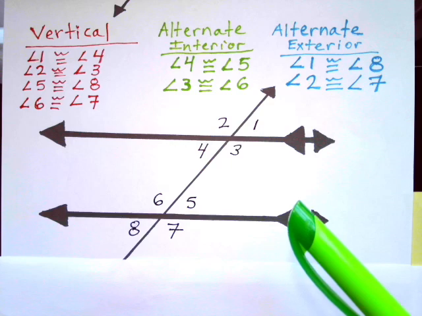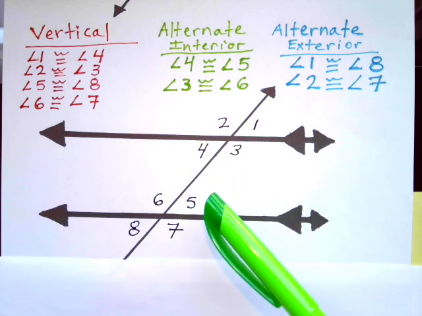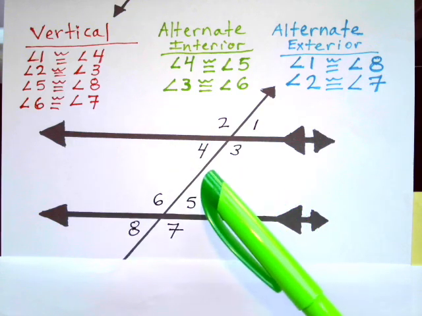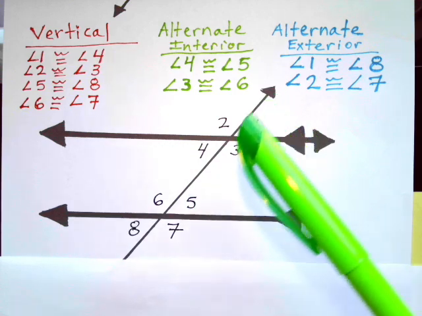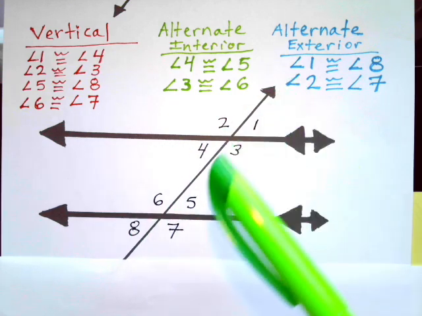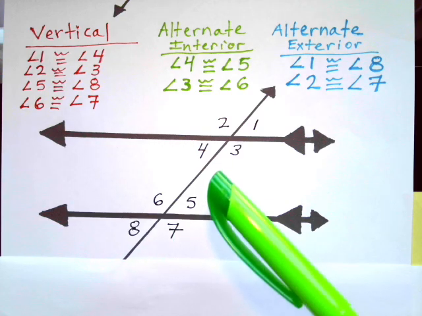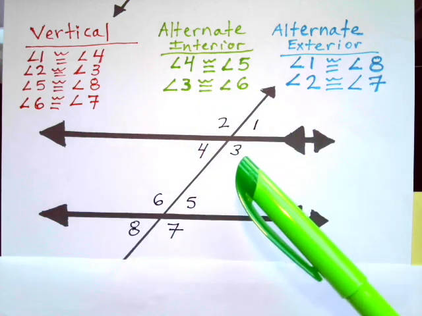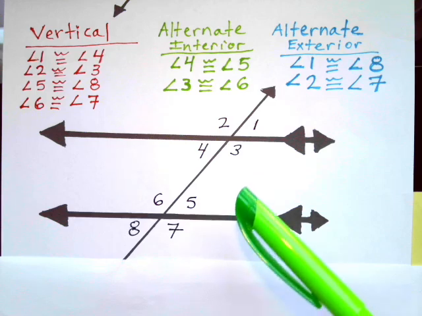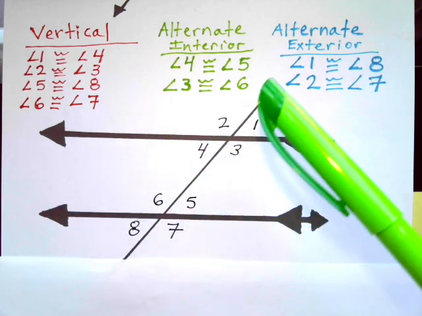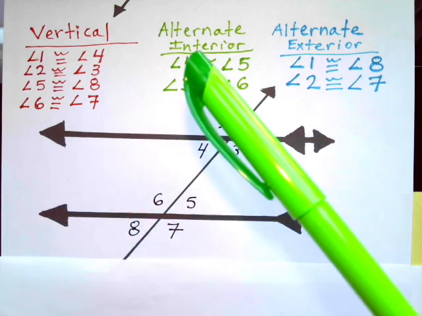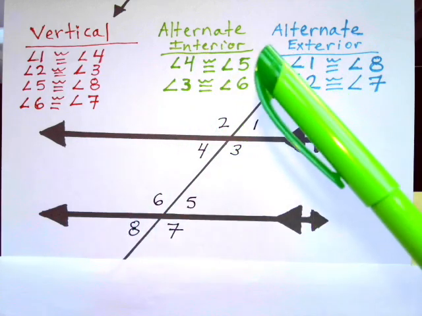Alternating interior angles, right? Angle 4 and angle 5. They're inside the parallel lines. They're alternating the line, the transversal line cutting through those two parallel lines. Angle 3 and angle 6 are inside the parallel lines, and they're alternating sides of the transversal line. Those are called alternating interior angles.